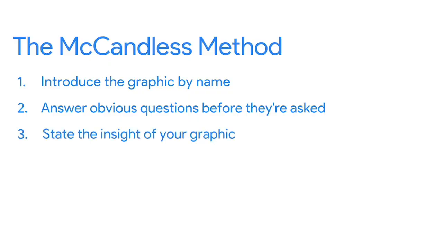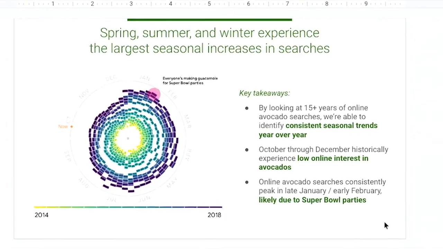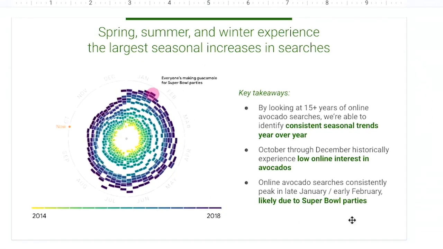Once you've answered any potential questions your audience might have, you'll want to state the insight your data viz provides. It's important to get everyone on the same page before you move into the supporting details. We can write in some key takeaways to this slide to help our audience understand the most important insights from the graphic. Here, we let the audience know that this data shows us a consistent seasonal trend year over year. We can also see that there's low online interest in avocados from October through December. This is an important insight that we definitely want to share.